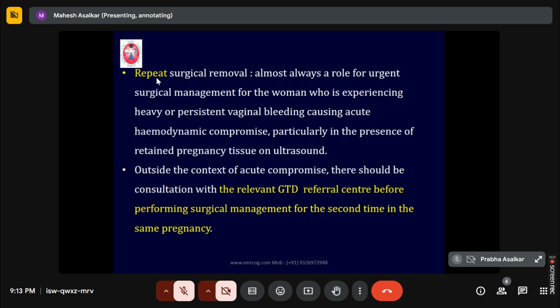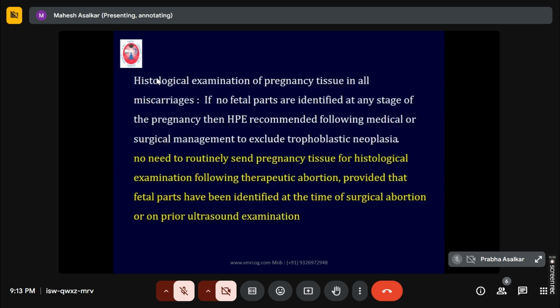Yes, sir. So you have a case where surgical curettage has been performed and there is a retained POC, and there is acute compromise because of heavy bleeding or persistent bleeding. We will go ahead with the repeat suction curettage. However, if there is no acute compromise, if there are multiple options and no compromise, then consulting with the relevant GTD center will be the option. Okay.